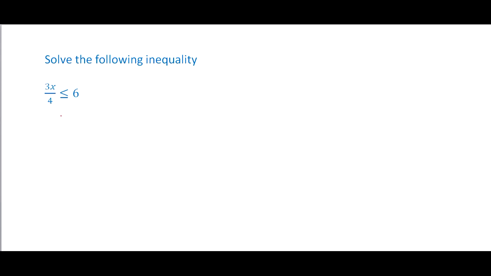If we have an inequality looking like this, 3x over 4 is less than or equal to 6. We multiply both sides of this equation by 4, so we end up with 6 times 4. 3x is less than or equal to 24. Then we divide by 3. X is less than or equal to 24 over 3. X is less than or equal to 8.